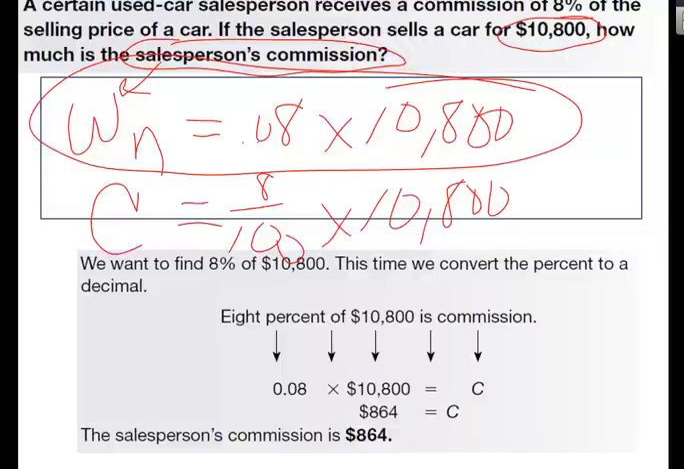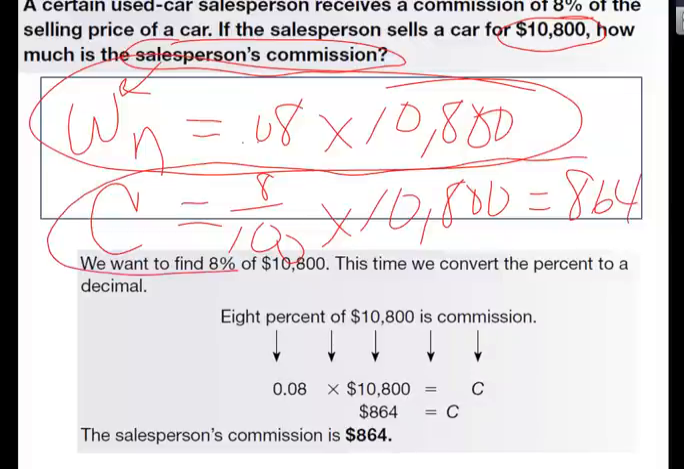Let's go ahead and take a look at the other way. Yep, so just 8 times 10,800 divided by 100, that equals 864 also. So either one of these works.